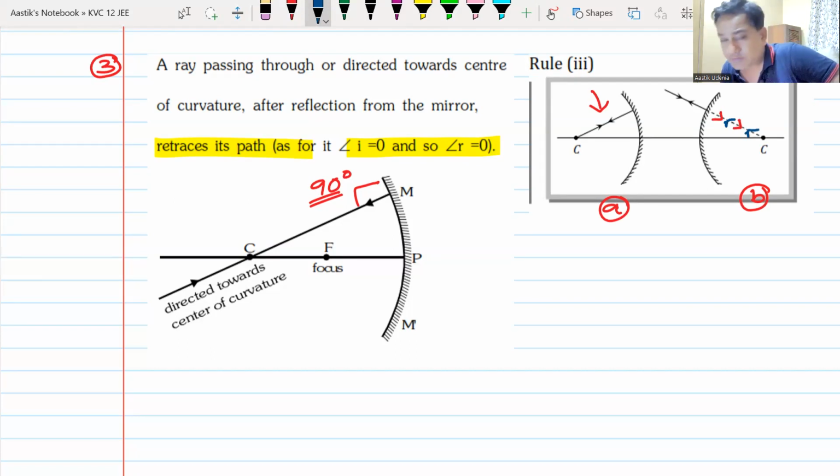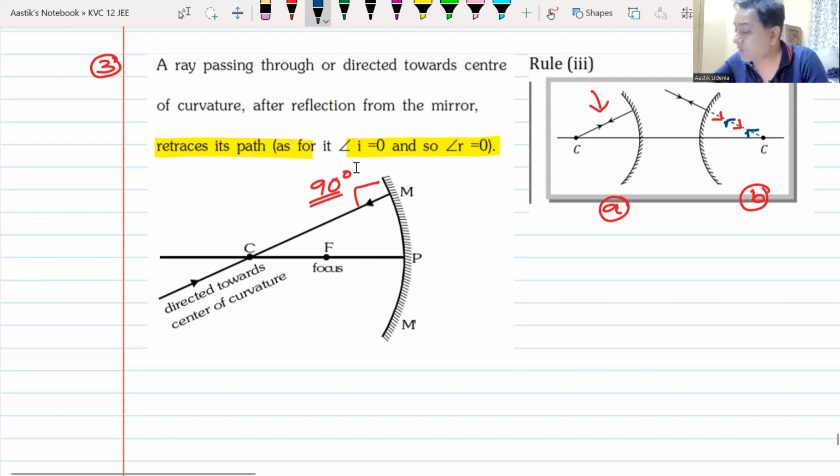Out of these three rules, you can get three rays. You don't have to draw three rays. Out of these three, you can only take two. Take two rays. You draw those two rays. They will intersect. If they intersect actually, real image. If they intersect virtually, virtual image. And you will have your answers to where the image is going to be formed. This was rule number three.